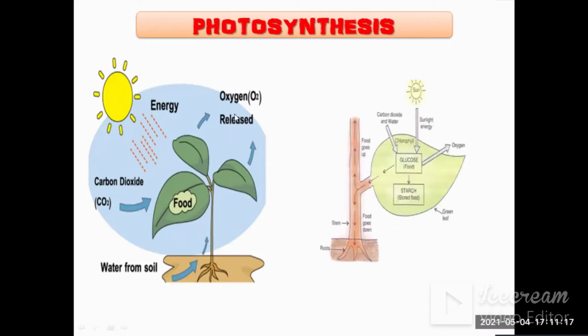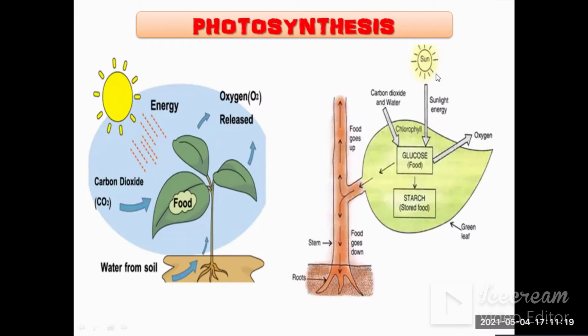Let's see in this. See here, solar energy, chlorophyll, carbon dioxide and water are present in the leaf. Oxygen is being given out. This glucose, the prepared glucose, is converted into starch, and then it is sent to the different parts of the plant body. This is what happens in photosynthesis.